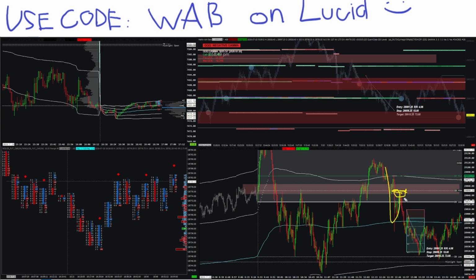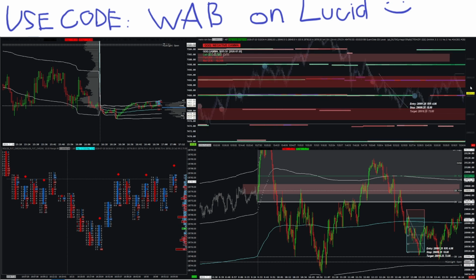So at this point, when price gets to this area, I was like, okay, I'm looking for a short, right? But where exactly short?